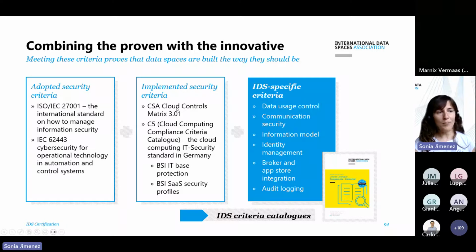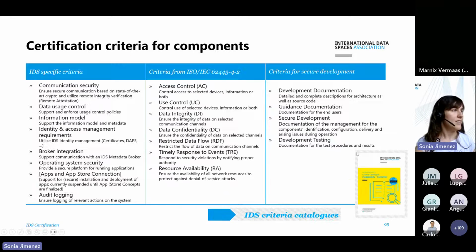All of these criteria can be found in our criteria catalog for components, and it's available on request on our website. Here you also have detailed information on what exactly these criteria mean. And for every one of these criteria, we've defined specific test cases: how does every criterion need to be tested?